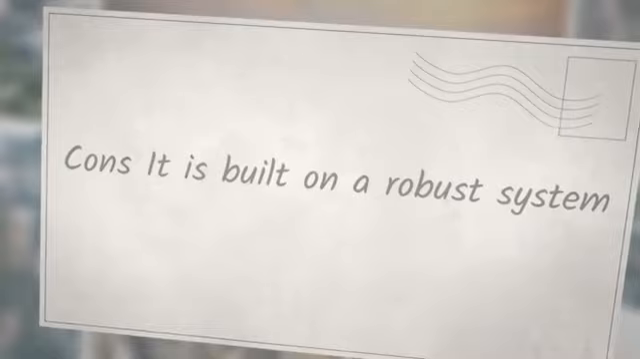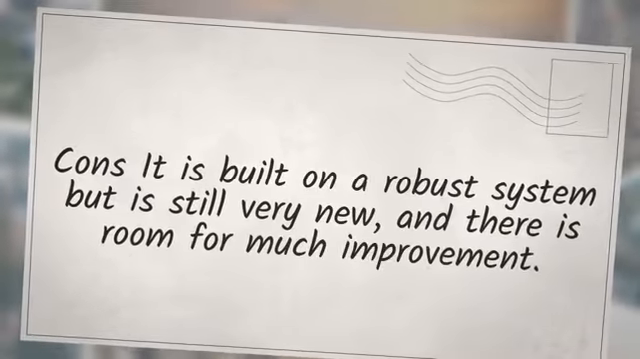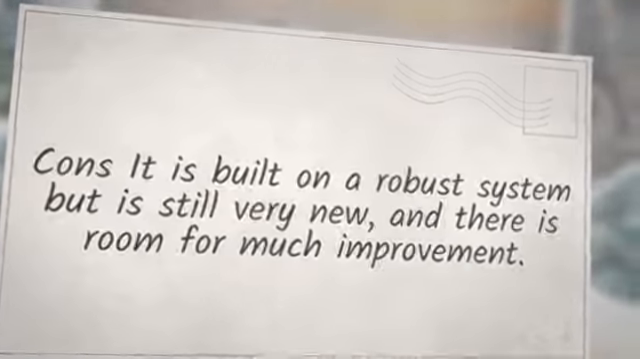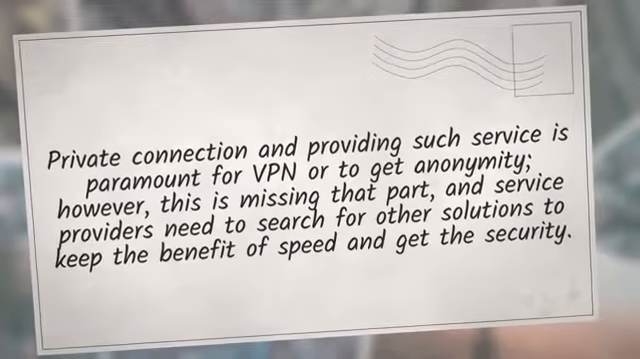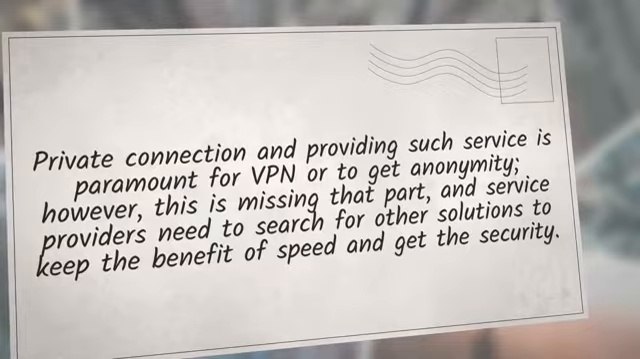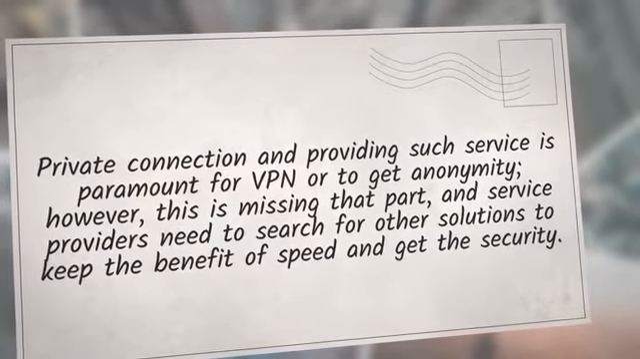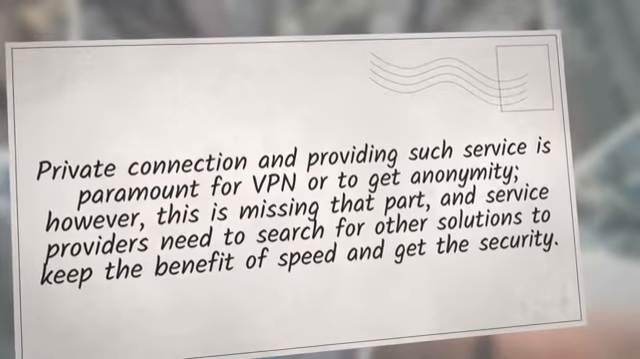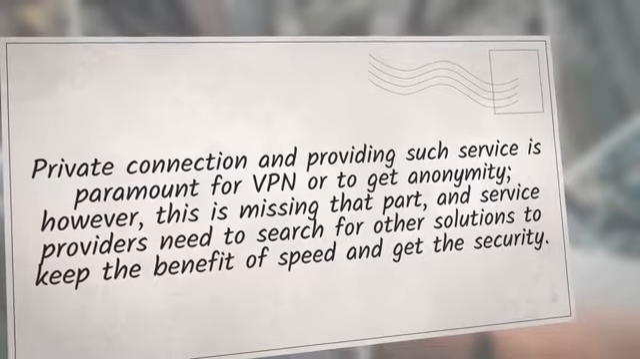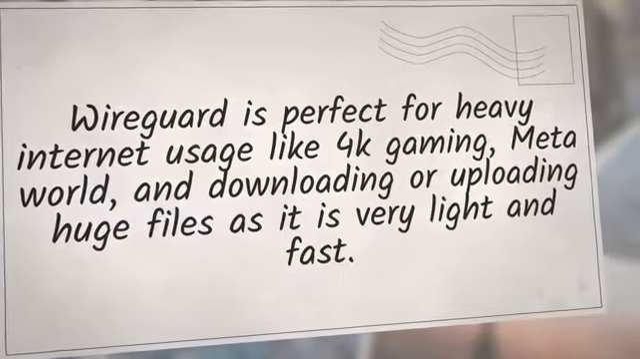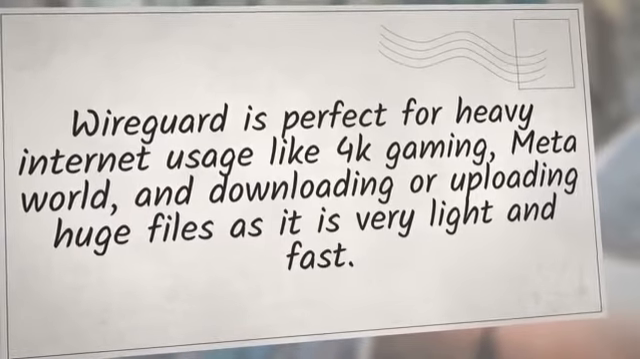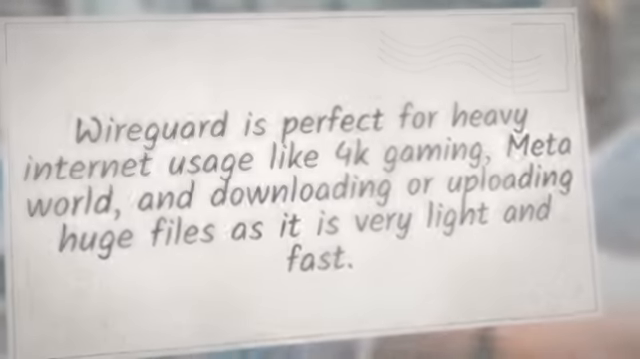Cons: it is built on a robust system, but it is still very new, and there is room for much improvement. A private connection and providing such a service is paramount for a VPN or to get anonymity. However, this is missing that part, and service providers need to search for other solutions to keep the benefit of speed and get the security. WireGuard is perfect for heavy internet usage like 4K gaming, the metaverse, and downloading or uploading huge files, as it is very light and fast.